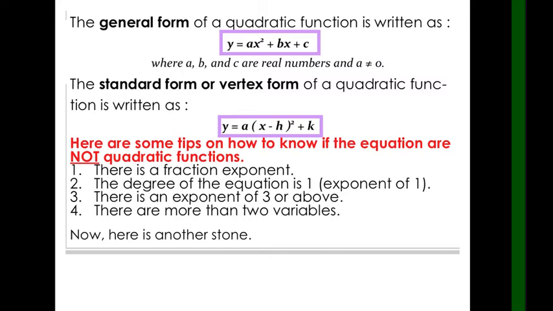Here are some tips on how to know if the equation is not a quadratic function. First, there is a fractional exponent. Second, the degree of the equation is 1, an exponent of 1. Third, there is an exponent of 3 or above. Fourth, there are more than 2 variables.